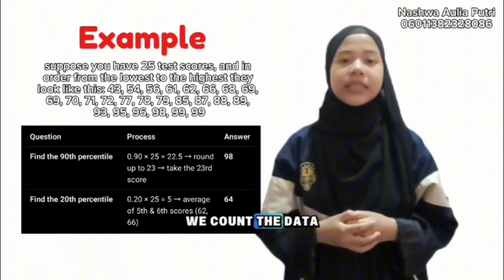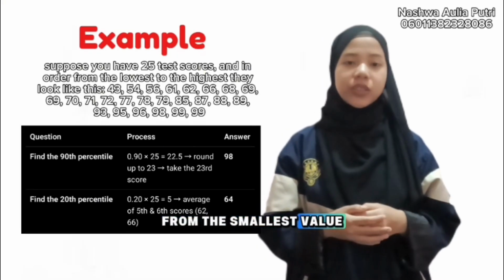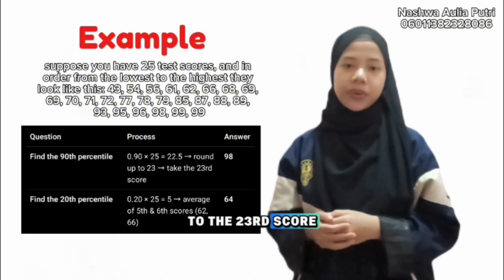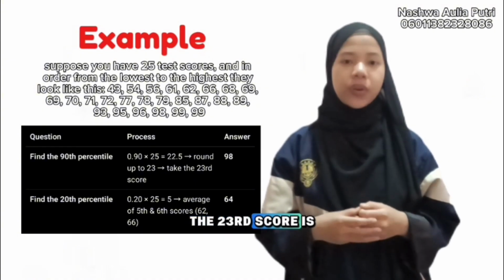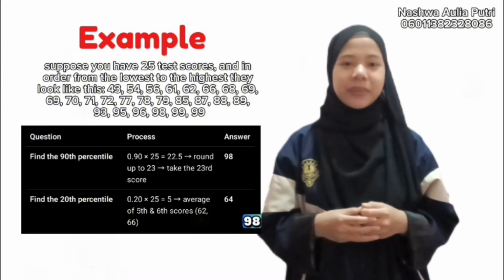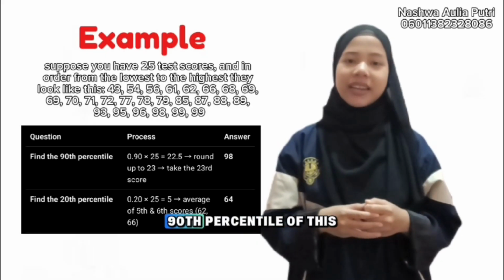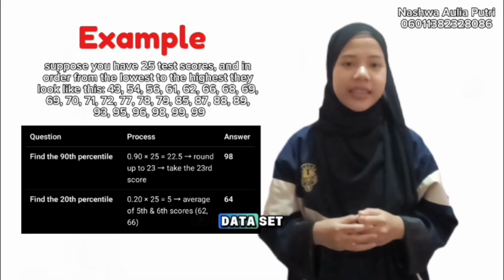Next, we count the data from the smallest value to the 23rd score. The 23rd score is 98. So 98 is the 90th percentile of this data set.